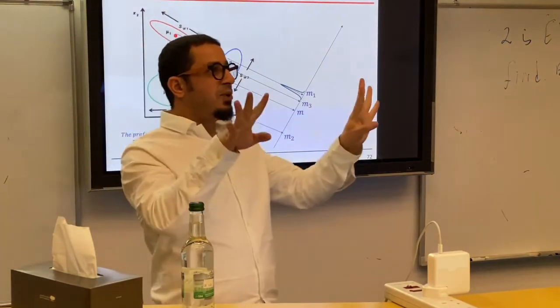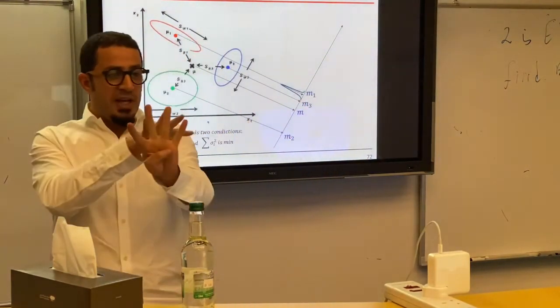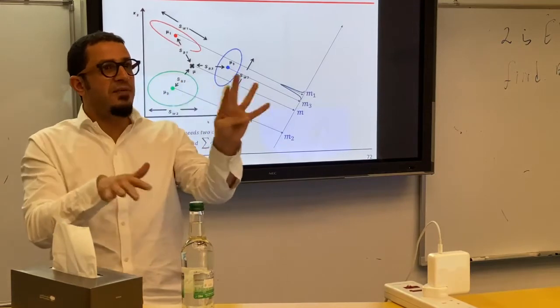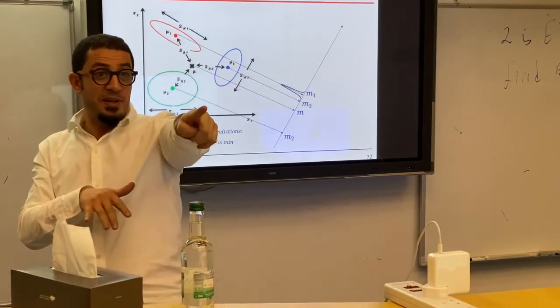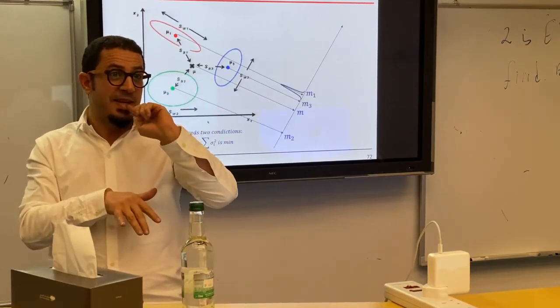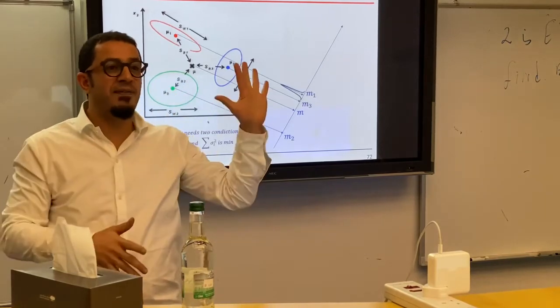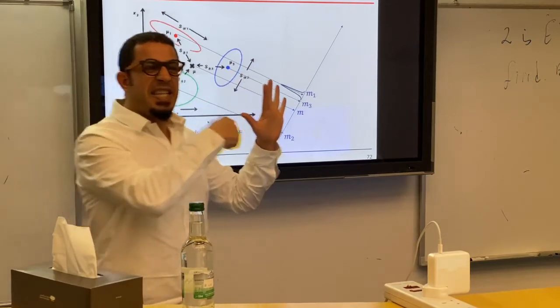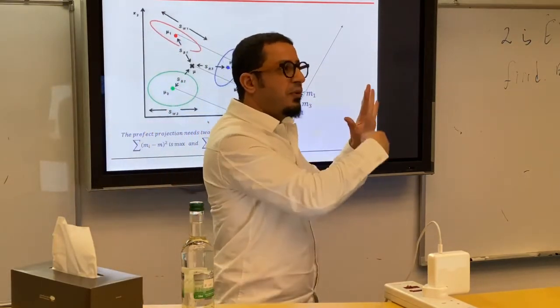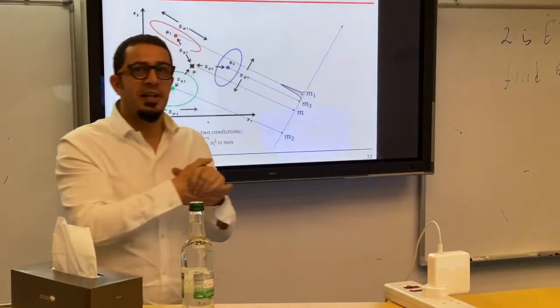You have M1, M2, M3, right? And you want them to be far from each other. Every pair, each pair: M0 minus M2, M0 minus M1, M1 minus M2. Yeah, but imagine if you have 5 classes, it's 2 out of 5 combinations. The number of pairs is a lot.